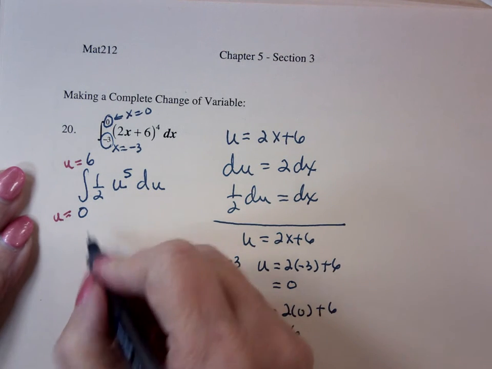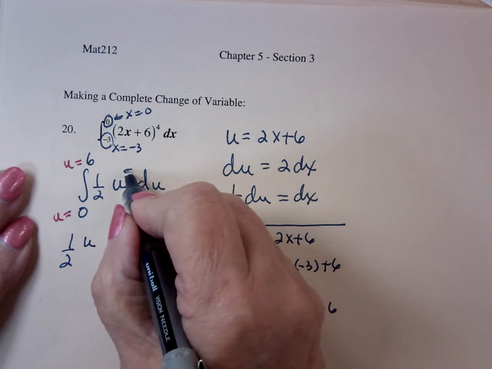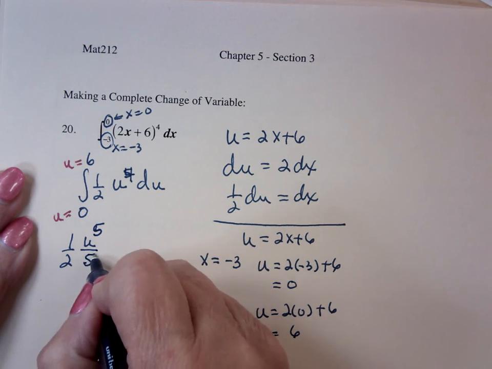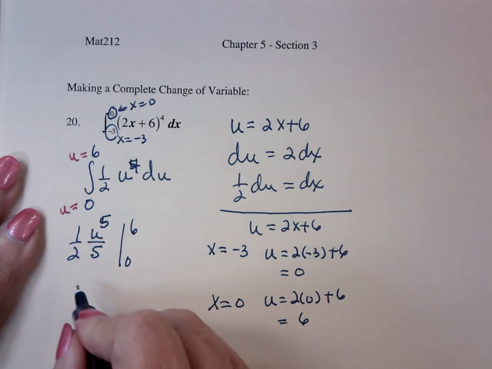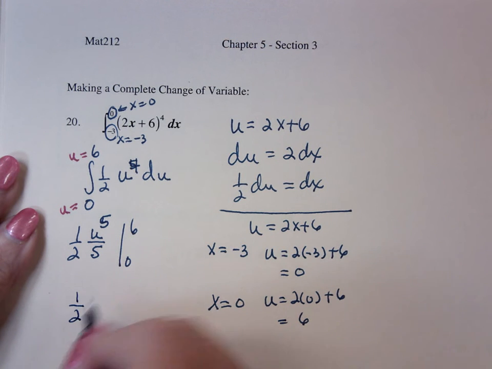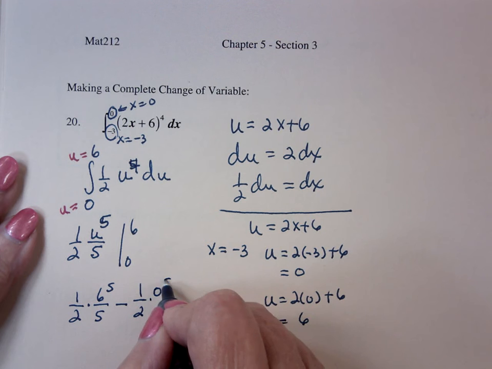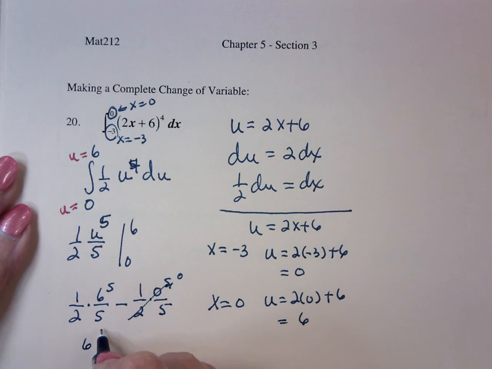So what would you do? The antiderivative would be 1/2 u to the 5 plus 1 is 6, no, this is u to the 5 divided by 5, evaluated from 0 to 6, or this is 1/2 times 6 to the 5th over 5 minus 1/2 times 0 to the 5th over 5. Well, this is just 0, which is 6 to the 5th divided by 10, which is equal to 777.6.